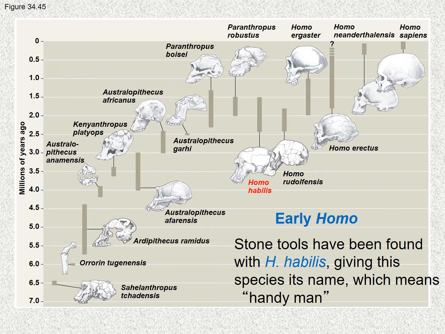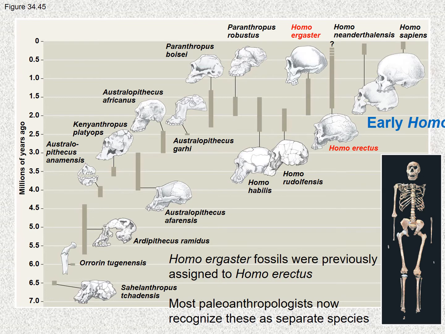All right, so looking at this phylogeny again, we have the early Homo species. There's evidence that there were tools made of stone with Homo habilis. So this is what actually gave it its name, right? Homo habilis means handyman. Now, Homo ergaster fossils were previously assigned to Homo erectus. Most paleoanthropologists now recognize these two species as separate. So we have Homo ergaster and Homo erectus.